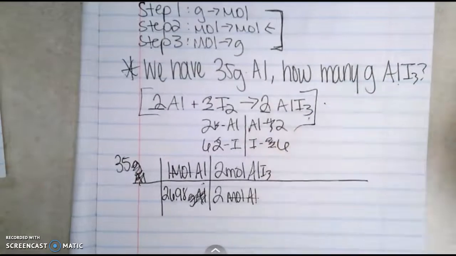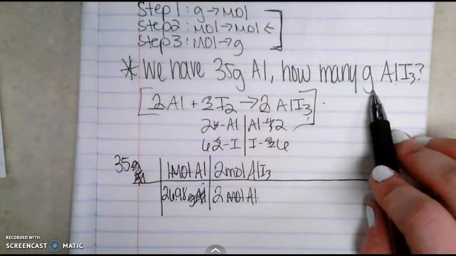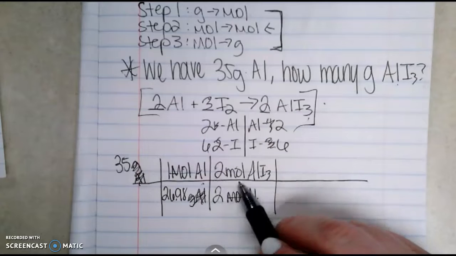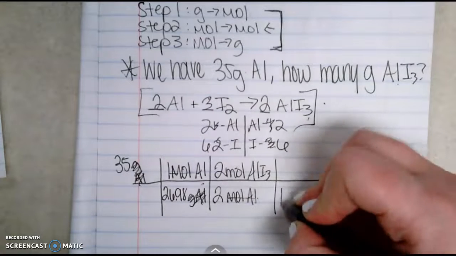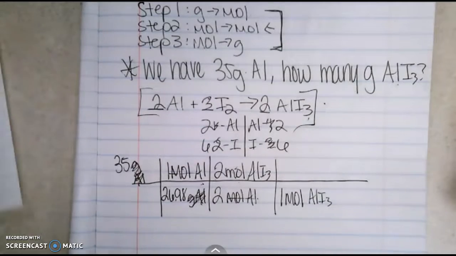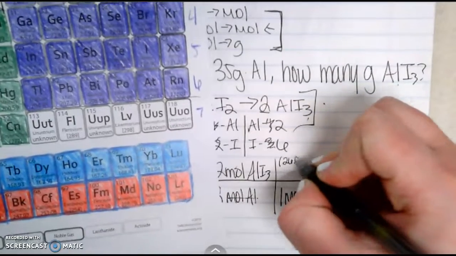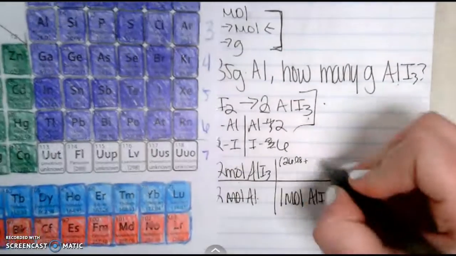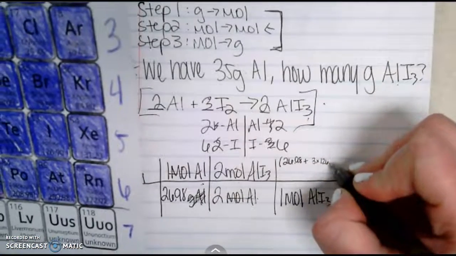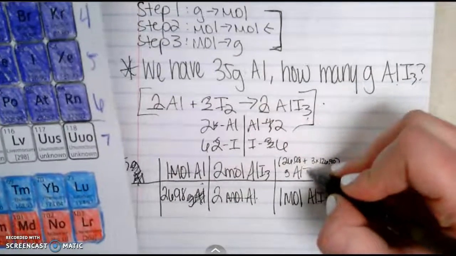Okay, which gets rid of moles of aluminum, and I'm left with moles of AlI3. But I'm not looking for moles of AlI3. I'm looking for grams of AlI3. So I know from my periodic table that 1 mole of AlI3, it's not an element, so I can't find it on here. So it's going to be aluminum, which is 26.98, and 3 iodines, which is 126.90. And that's how many grams are in 1 mole of AlI3.